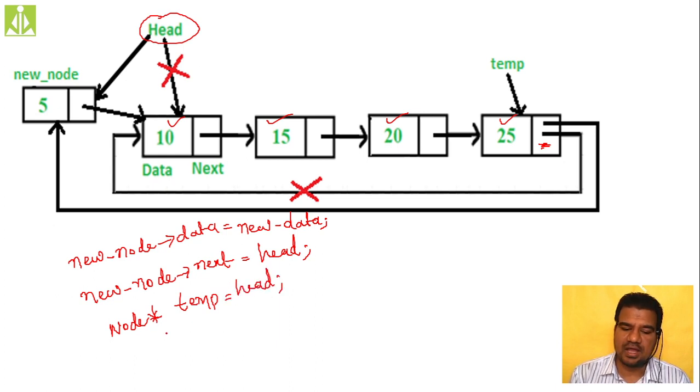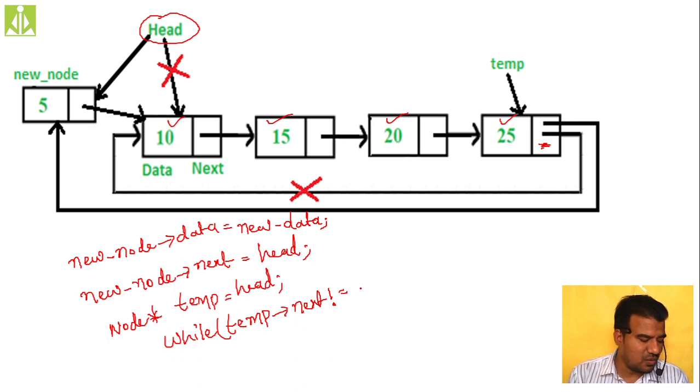Then run a while loop. Till what extent do we have to run? While temp of next should not be equal to head, isn't it? Temp of next should not be equal to what? It should not be equal to head. So likewise you run: while temp of next is not equal to head, make temp equals temp of next.